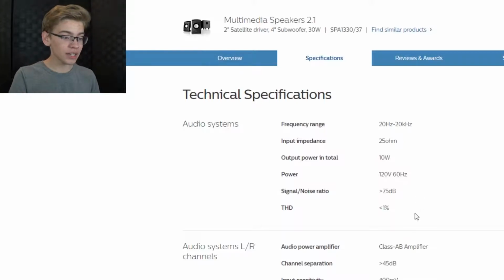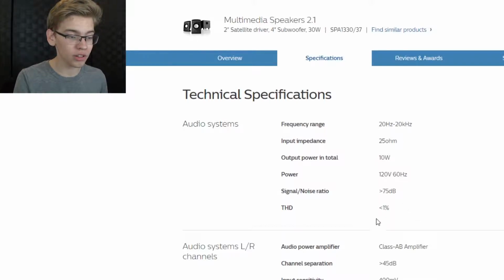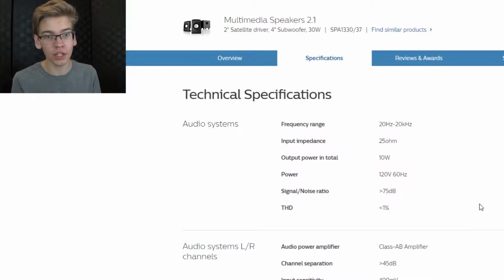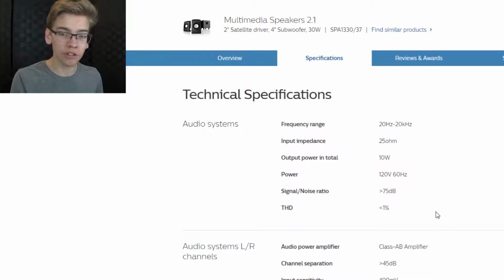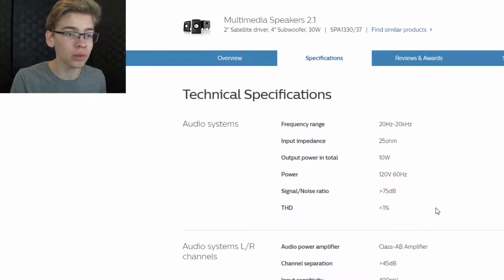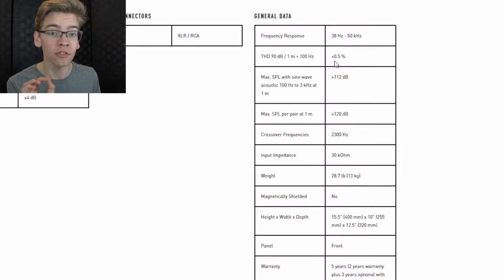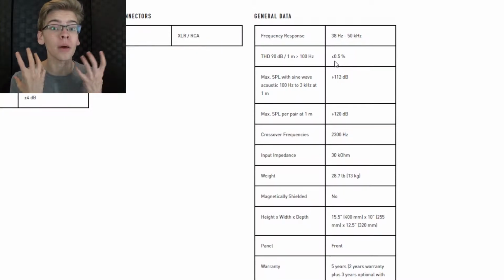Also right here, THD, this means total harmonic distortion. And this one says less than 1%. That's pretty good. Basically, this means the bigger the percentage, the less accurate the sound being reproduced is. So you want the smallest amount possible. And if we jump back over to these ones here, you can see that this THD is less than 0.5%. So it's less than half of the other ones, meaning it's an even better sound.